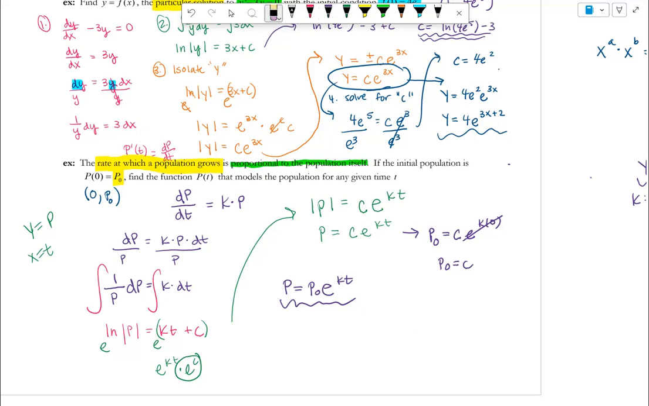All right, this concludes the 8.3 solving differential equations preparatory work.